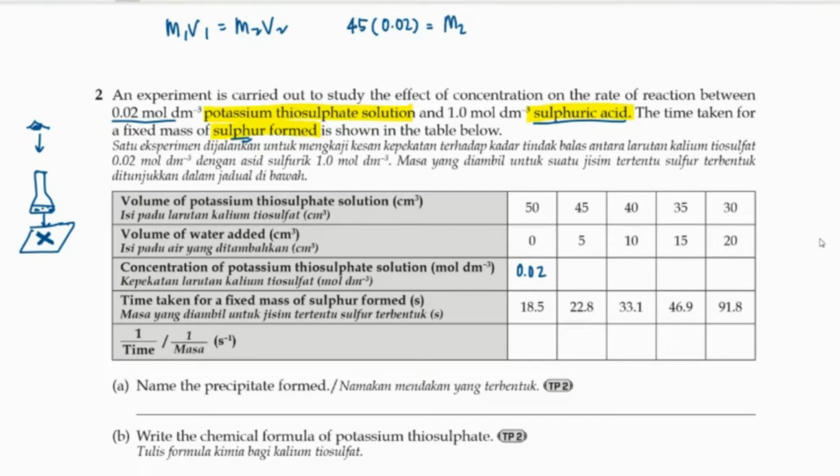Class, what is the V2? It is the volume after you add in the distilled water. Remember, the original is 45 plus the volume of water here, 5. So 50. Use your calculator. What is the value for M2? Anyone can calculate? Okay, 0.018 mole per cubic decimeter.